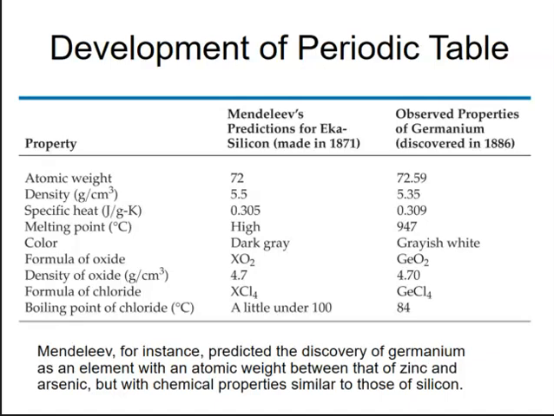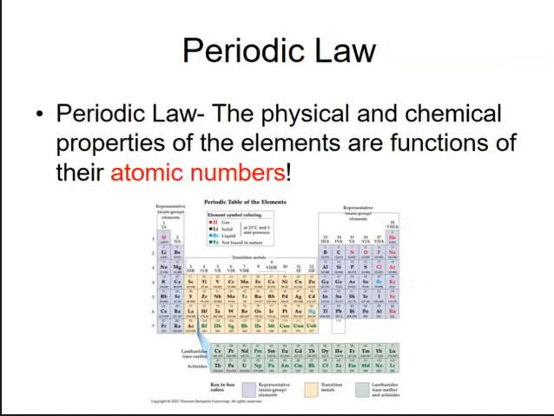Everything was good, but there's a couple things that didn't quite work. There's just a few things that weren't fitting in. They had some things that were in columns that weren't acting like the other things. And the reason is putting all of the elements by increasing mass wasn't quite right. A guy named Henry Moseley had the idea, let's put it by atomic numbers.